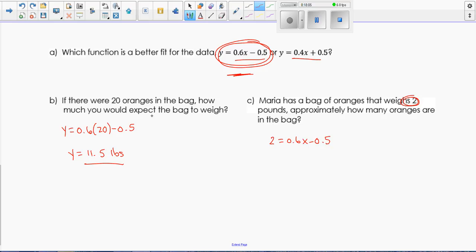So in part B, we were substituting in for x. In part C, we're substituting in for y. Part B was easier because I was just evaluating, whereas in part C, I need to solve for x. Okay, so two different situations. One was an x value, one was a y value. So make sure you pay attention to where that value goes. Okay, I'm going to add 0.5 to both sides.